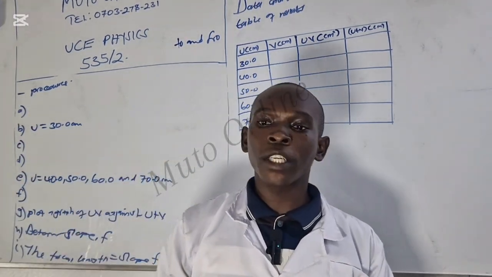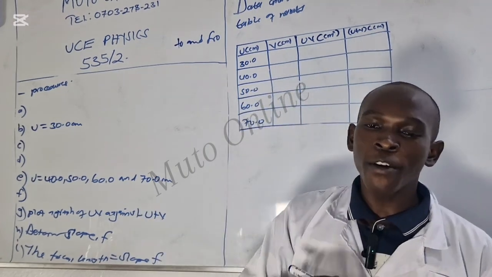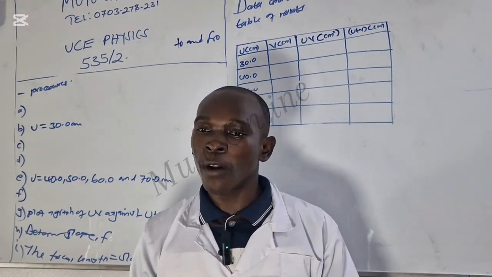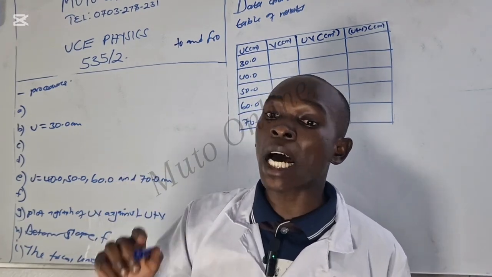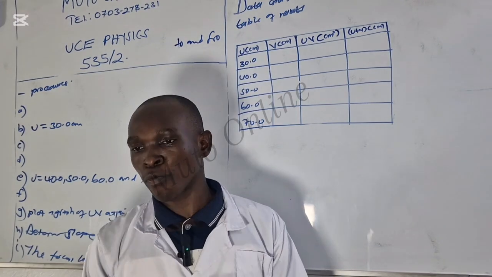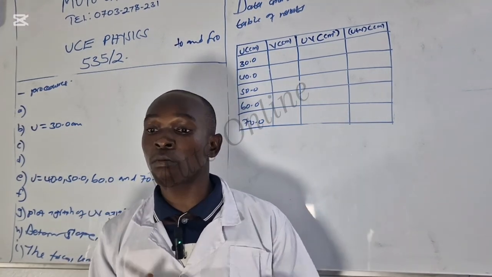However, when it comes to this table of results, we don't just fill in. We have to consider what we call significant figures and decimal places. And now, this is a theory of the practical. So you need to have a theory of the practical before you do the practical.